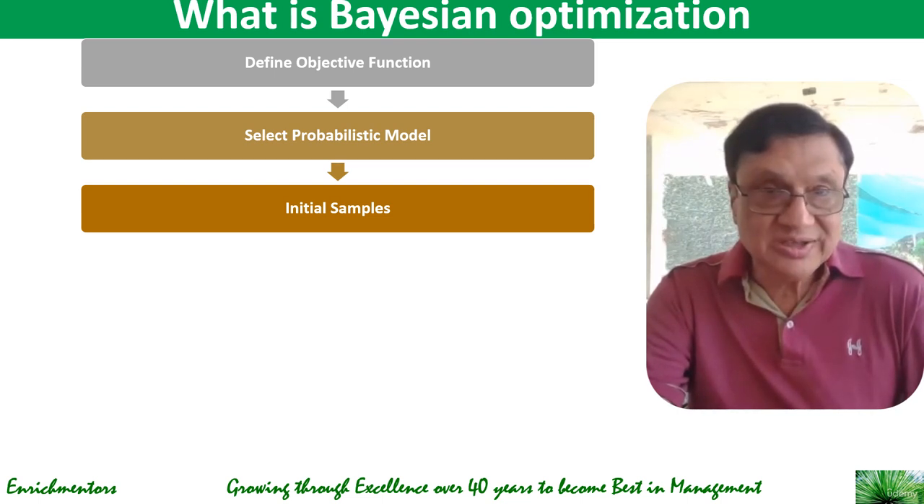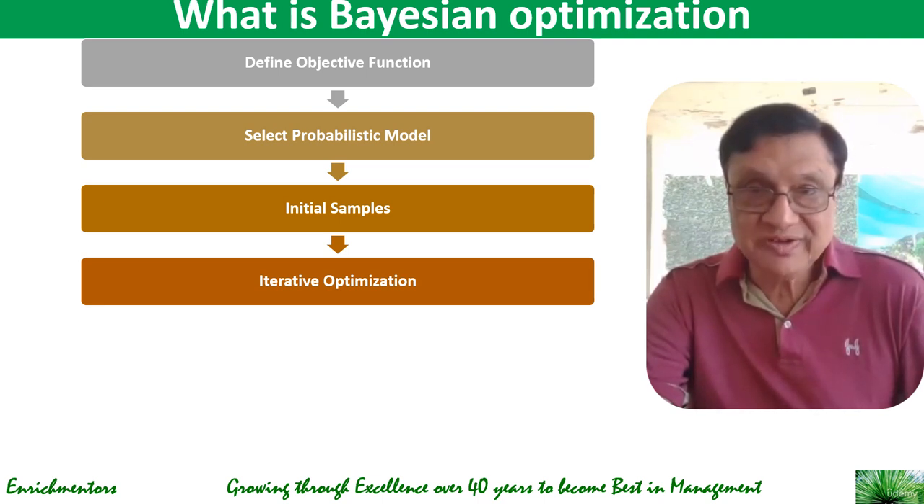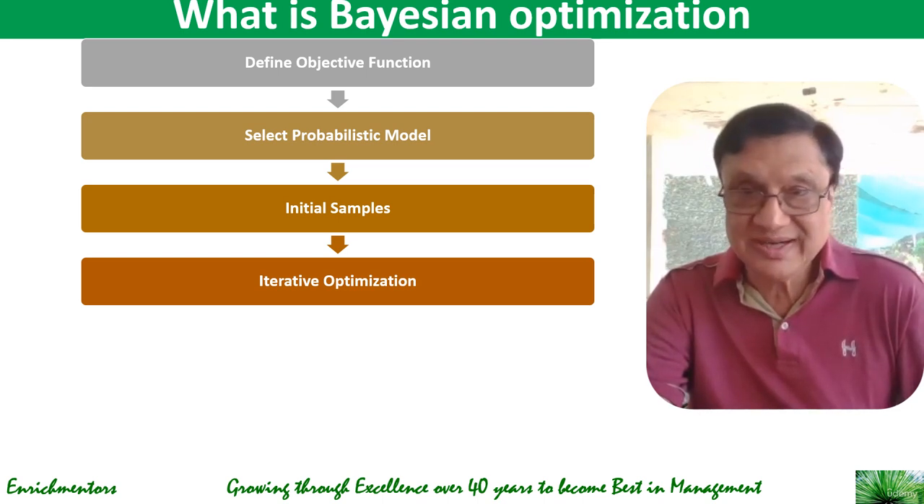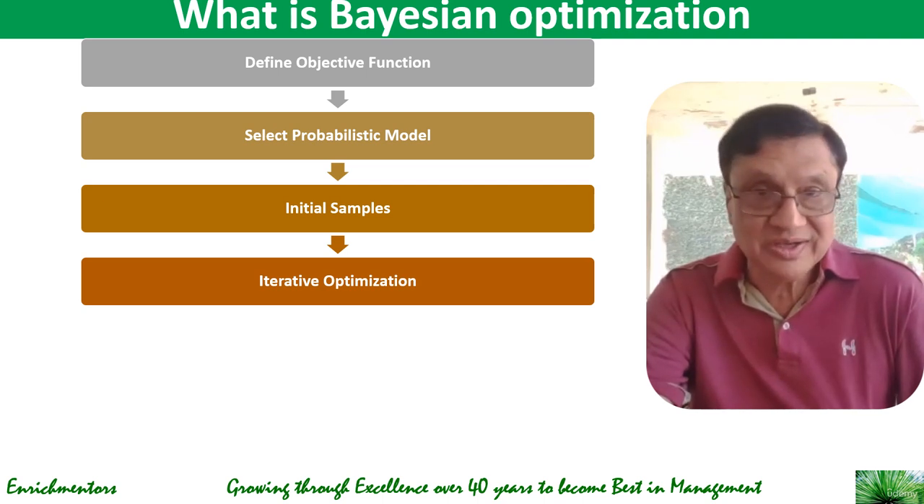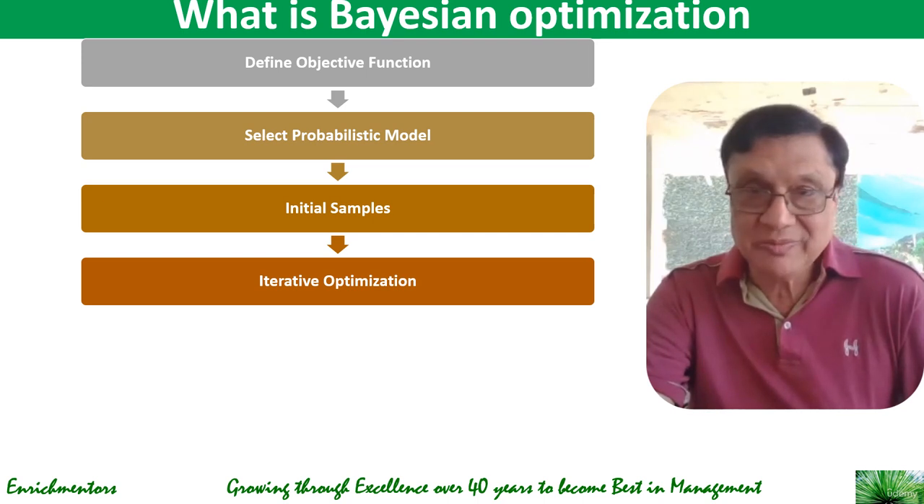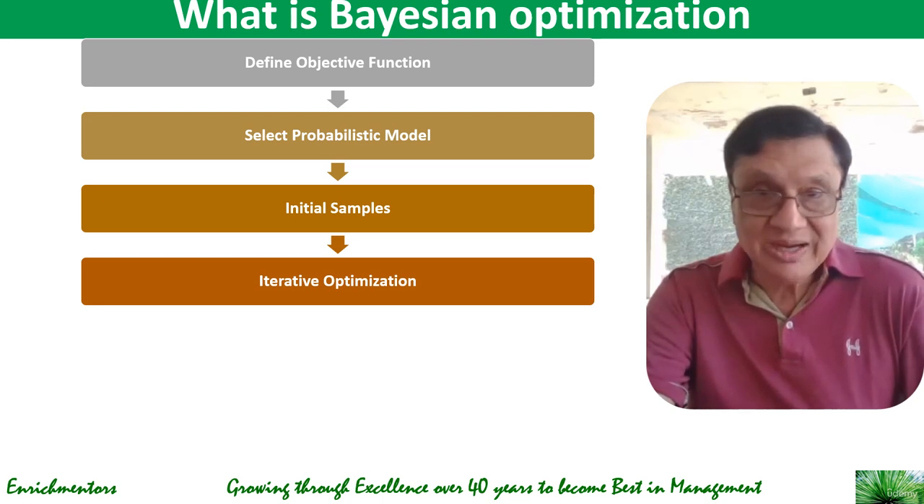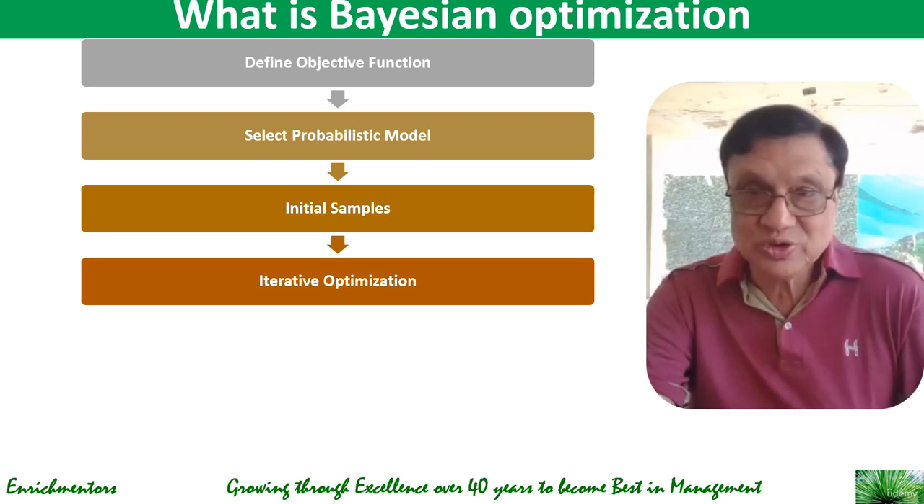These initial samples are used to bootstrap the probabilistic model. Then you iterate through the following steps until your stopping criteria is met. You update the probabilistic model based on the observed data. Then you choose an acquisition function, also known as a utility function, that guides the selection of the next set of hyperparameters to evaluate. Then use the acquisition function to select the next set of parameters that maximizes the expected improvement or acquisition value. Then you evaluate the objective function with the selected hyperparameters to obtain the performance metrics. And finally, you incorporate the new data, hyperparameters and performance metric into the dataset to train the probabilistic model.